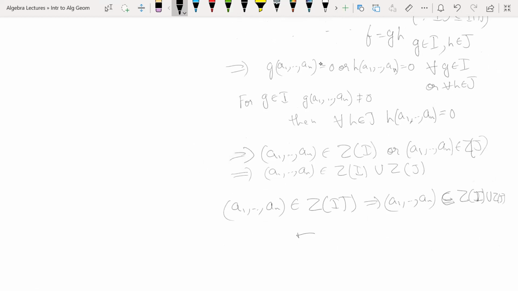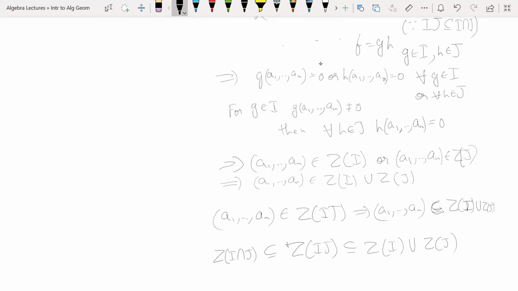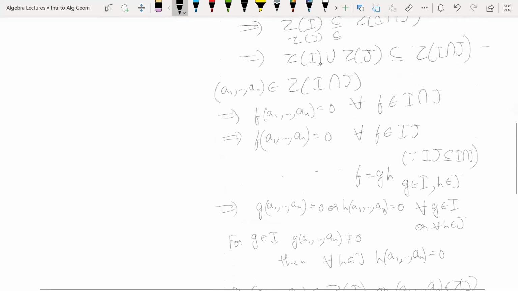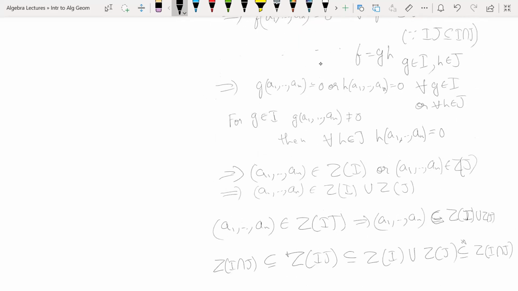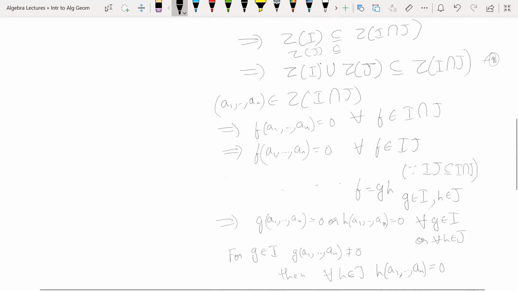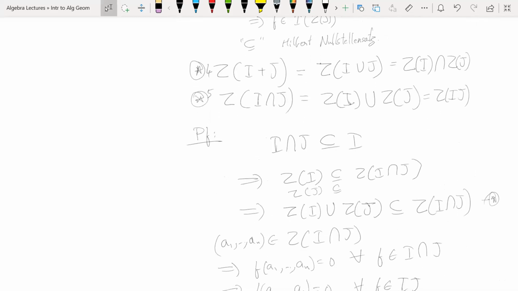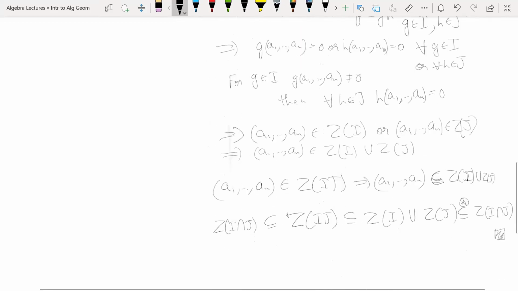So what we showed was Z(IJ) is contained in Z(I) union Z(J), and IJ being a smaller ideal than I intersection J, its zero set contains Z(I intersection J). And we had already seen that this is contained in Z(I intersection J), so we have equality all through. Okay, so that completes the proof of 4. I'm pretty sure 4 is simpler than 5, so you can try it out.